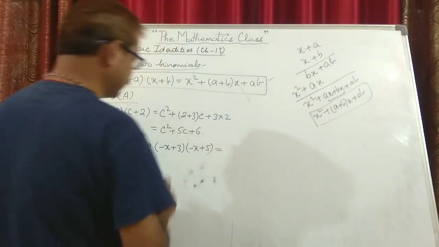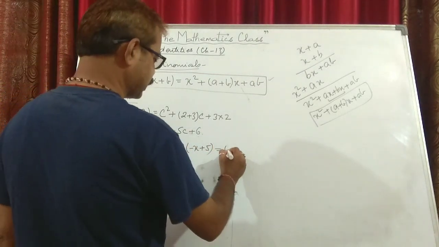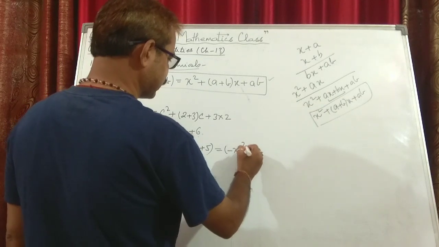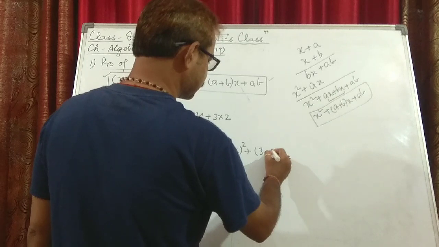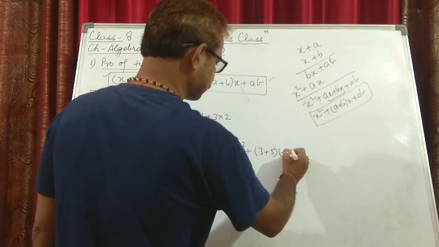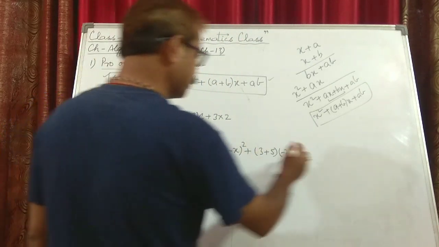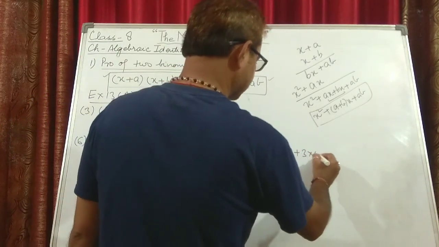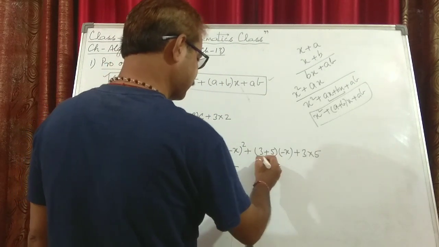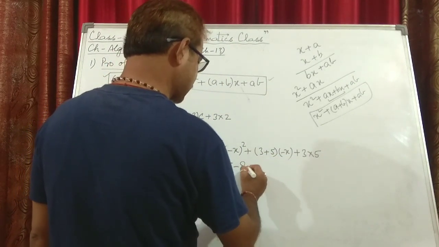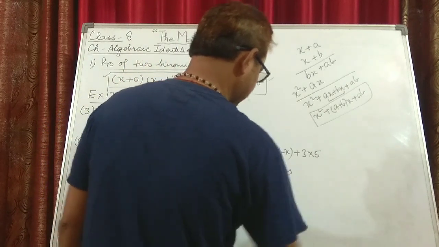Now simply this can be written as (x + a)(x + b). x is what? x² means (-x)², plus (3 + 5) times x, and x is minus x, and plus ab, 3 into 5. So that becomes x² minus 8x plus 15, since 5 and 3 make 8, into minus x is minus 8x. That is the final value.